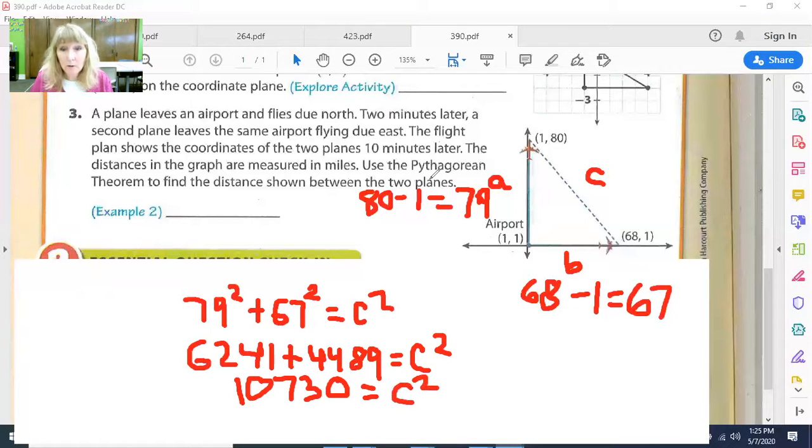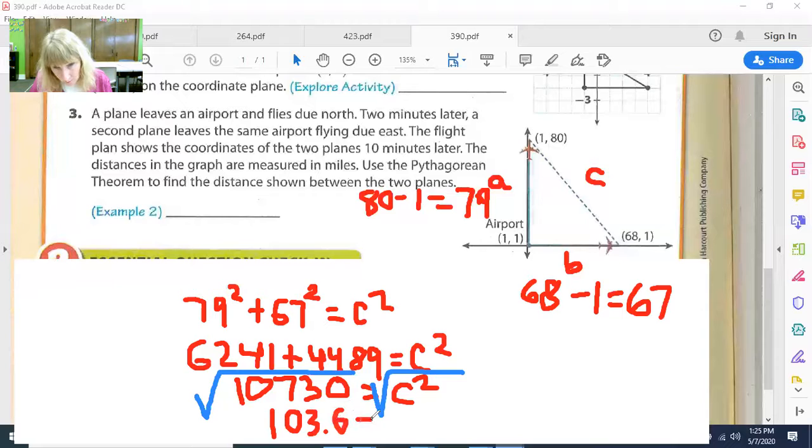What do I have to do next? Last step, different color here. Take the square root of both sides. This would be a hard one to estimate. Calculators would definitely be helpful here. So the square root of 10,730 is about 103.6. 103.6 is equal to C.